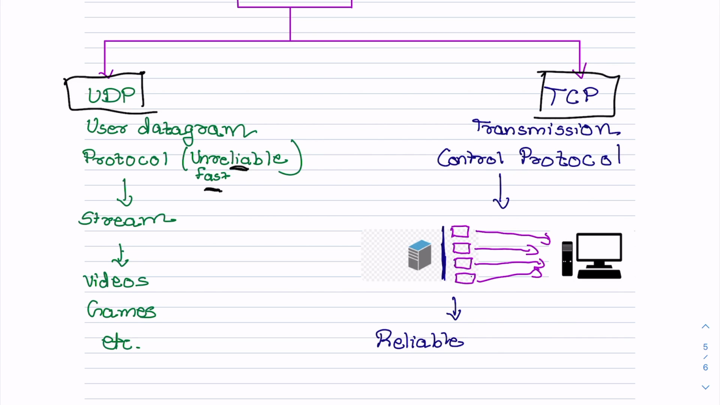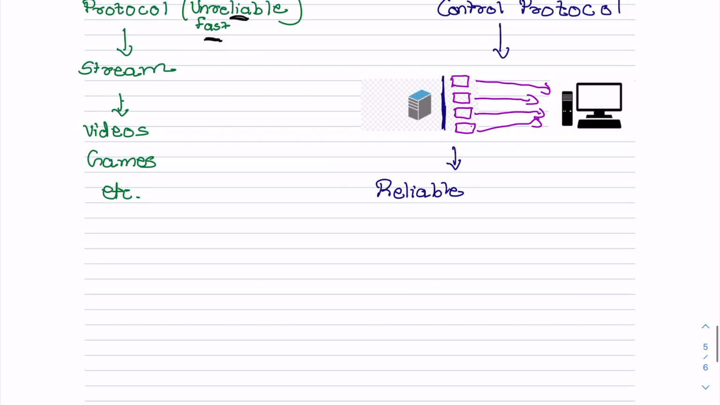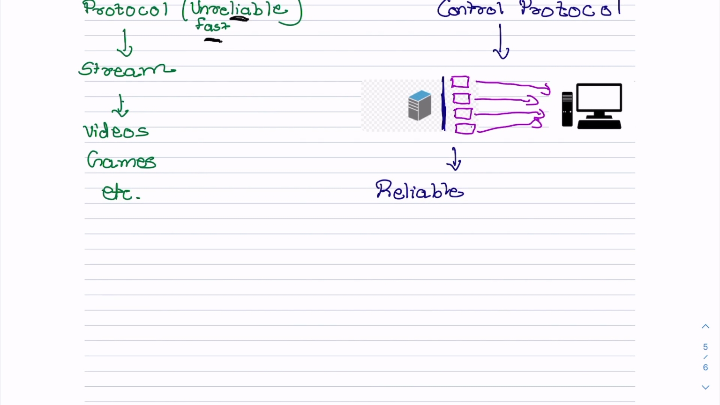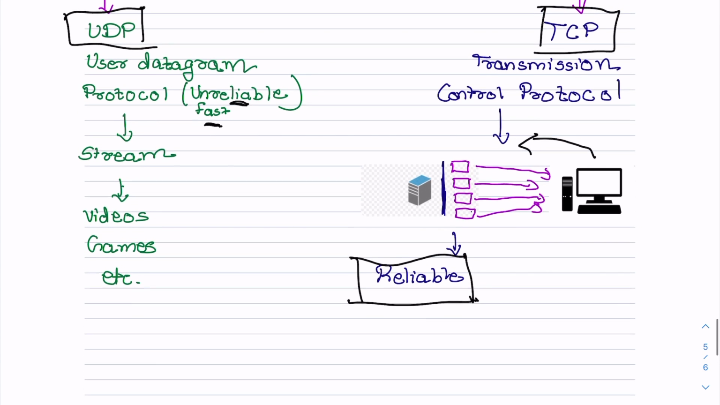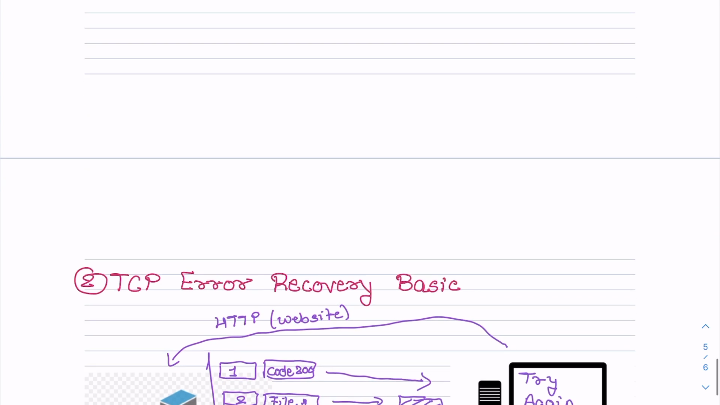Now let's jump into the TCP protocol, the Transmission Control Protocol. What happens here is that when a web browser sends an HTTP request for a website, the server gets all the files and packs them into certain packages. These packages go from the server to the computer one by one, and it is reliable. I cannot say it is slow, because it is only slow compared to UDP, but it is not that slow. And why it is reliable, let's figure out.